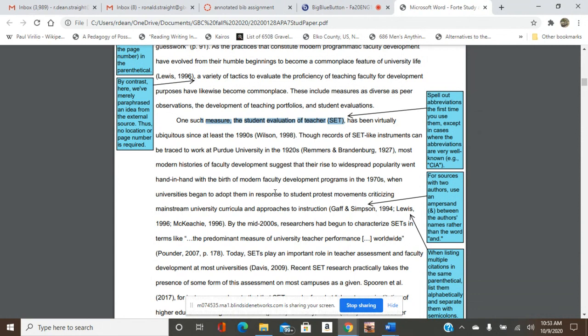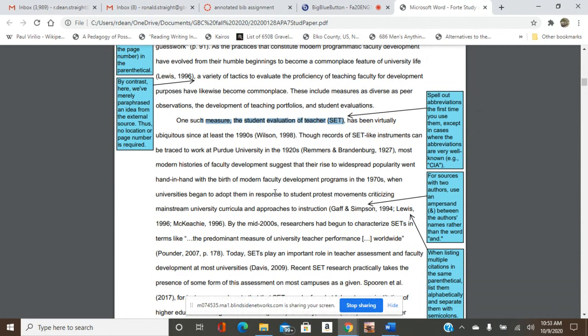Which means SET, this acronym that they're going to use, and they do use in the next sentence, is something you should not read. But that's not their intention. What they're doing is saying the student evaluation of teachers is also known as SET, right? So you have to decide how much you want to put in parentheses and how you want to do that. Because every time you do parentheses, it tells me not to read it.